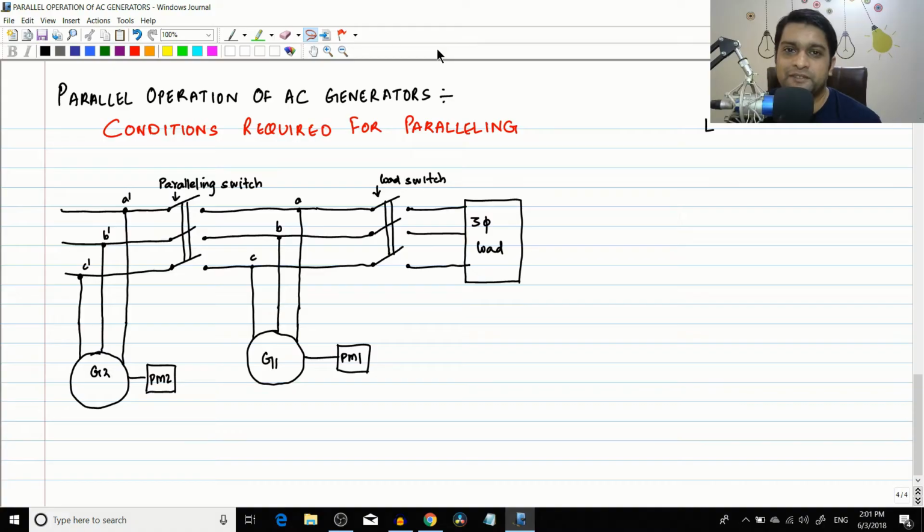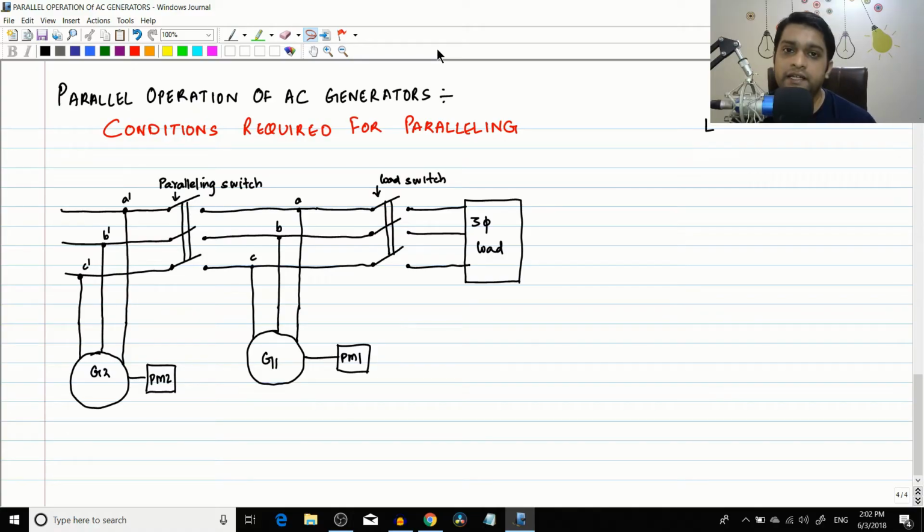Hello friends. In the previous session we started our series of lectures on the parallel operation of AC generators. I told you that this is a very important concept in synchronous generators, and we saw the advantages of using parallel operation of generators. One advantage is that if you have a big load, it is much more economical and practical to use multiple generators of smaller capacities to supply the load rather than building one huge generator, which is impractical and not economical.